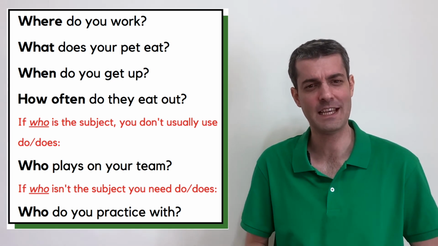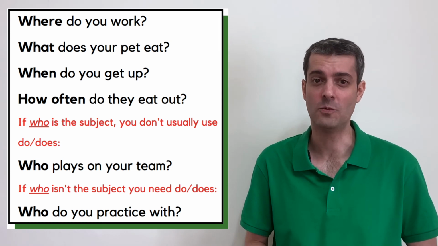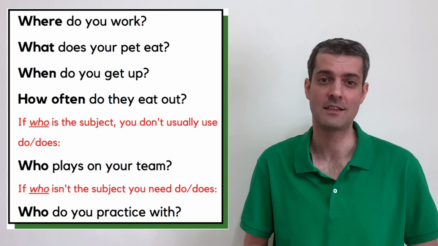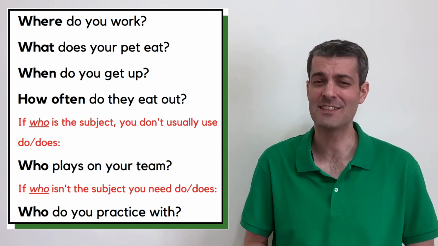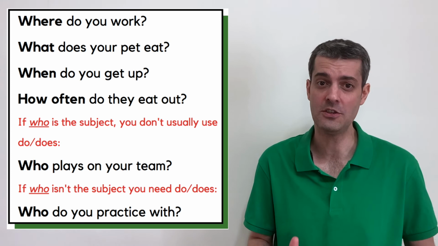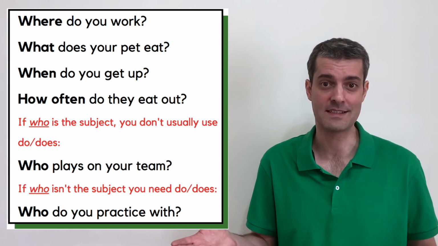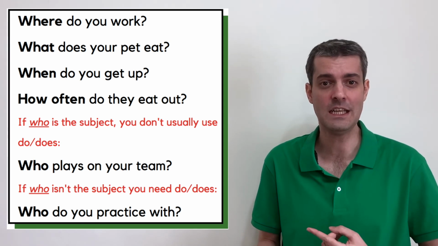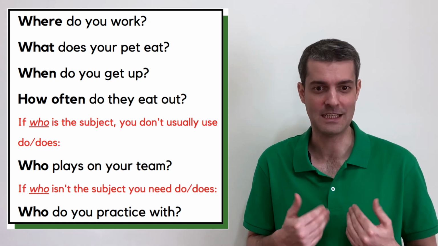How often do they eat out? They eat out once every 2 weeks. Who is a little special. If who is a subject, you don't usually use do or does. For example, who plays on your team? Sam plays on my team.